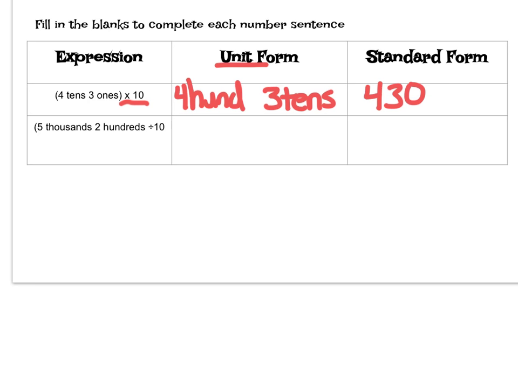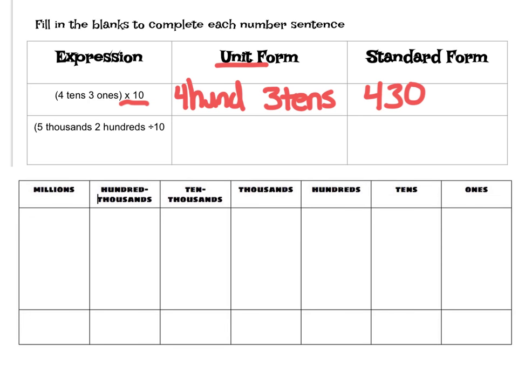Now we have 5,200 divided by 10. So for this one, I'm definitely going to add my place value chart. All right, let's start modeling. I'm going to model 5 thousands. 1, 2, 3, 4, 5, and 2 hundreds. 1, 2.